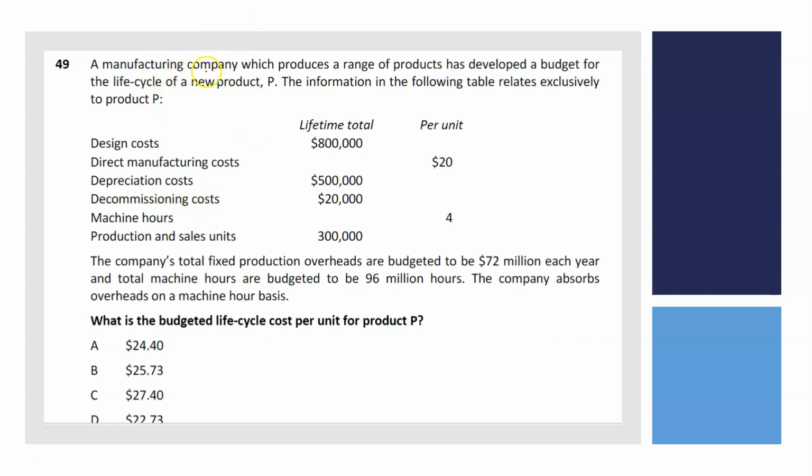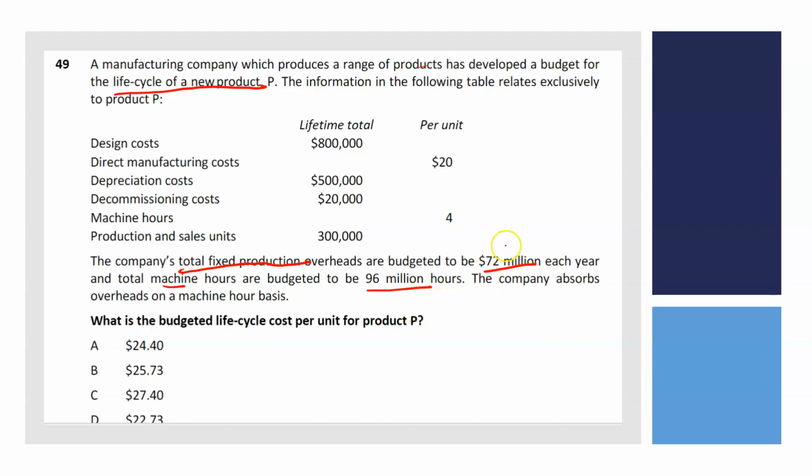This was talking about a company manufacturing a range of products, and it's developed the budget for the life cycle of a new product. So they give you the information for the product in particular, so we can work on that. But then they tell us that the company's total fixed production overhead is budgeted at 72 million, with total machine hours of 96 million. So what we're really trying to do is isolate the lifetime costs for the product, but we also need to include its overhead portion.